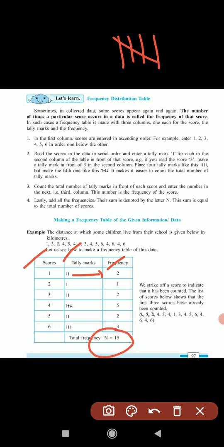Now I will explain with the help of an example. The distance at which some children live from their school is given below in kilometers. Now see here: 1 3 2 4 5 4 1 3 4 5 6 4 6 4 6. So like this it is given. Let us see how to make the frequency table of this data.